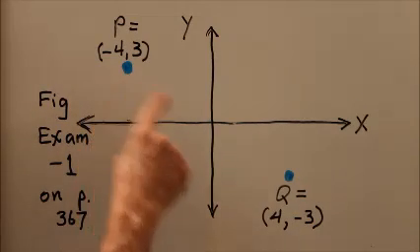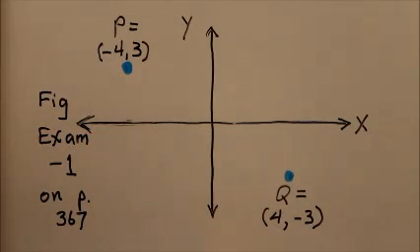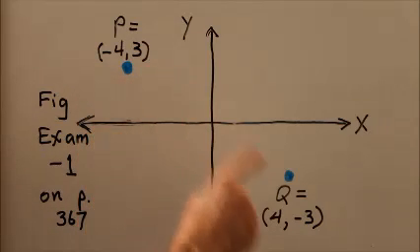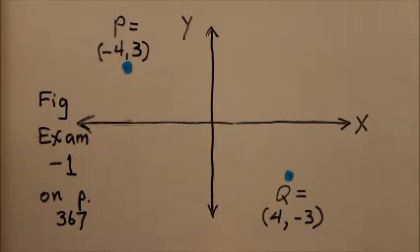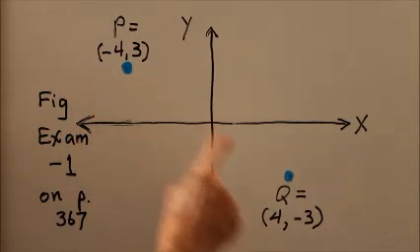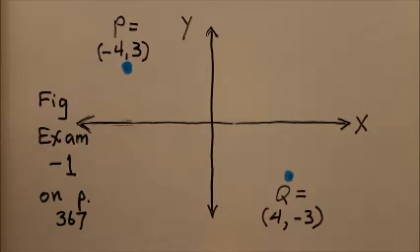3 points. I'm only showing 2 here, the 2 that this question deals with, P and Q. P is -4, 3, and Q is 4, -3. The question number 11 asks us what the distance is between P and Q.